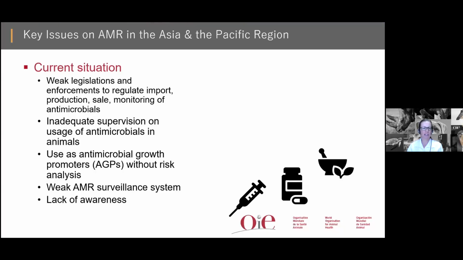So the current situation is that we have weak legislations and enforcements to regulate import, production, sale, monitoring of antimicrobials. So this is a situation in a lot of countries, not every single country in the region, but in a lot. There also is inadequate supervision on the usage of antimicrobials in animals. As you saw earlier, many of the members are still using antimicrobial growth promoters without risk analysis. There is a weak antimicrobial resistance surveillance system and lack of awareness.